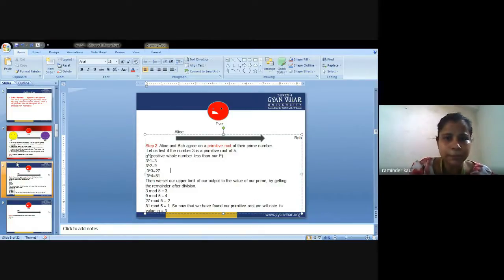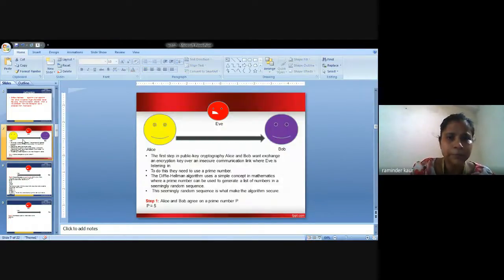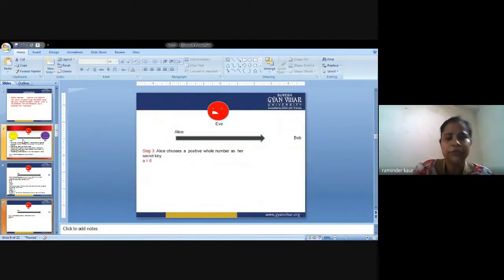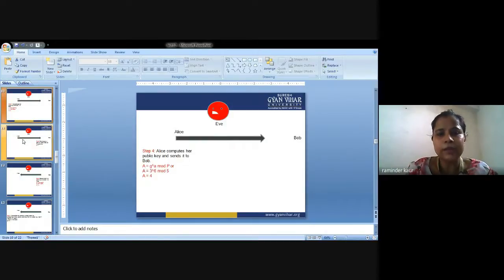So next is Alice and Bob. Okay. This one is the third step. Alice chooses a positive whole number as her secret key, which is equal to 6. Next, Alice computes her public key and sends it to Bob. The formula that we already applied, which is equal to G raised to power A into modulus of P, which is the actual representation, 3 raised to power 6 into modulus of 5. These are very small numbers. You are supposed to select a random number that is very huge and that is difficult to compute.